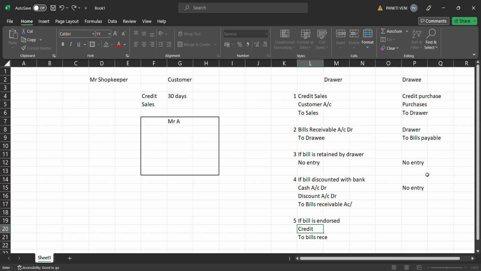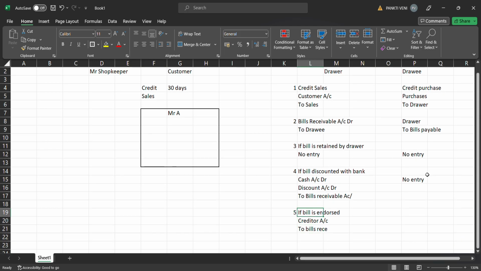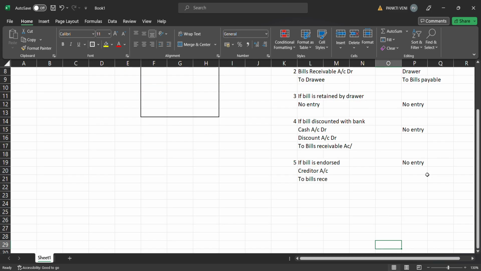So to bills receivable, creditor. Suppose I was supposed to pay my supplier. So creditor debit, the receiver. Who is receiving? My creditor, my supplier. I'm supposed to pay it to him. So debit the receiver and credit what goes out. Done. For endorsement, here also no entry. He'll have no idea what I'm doing with the bill.